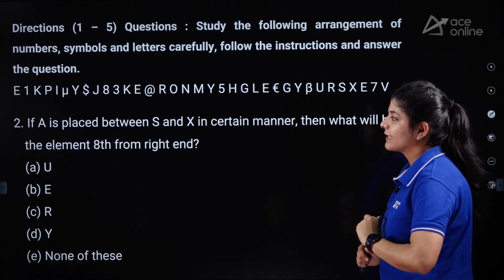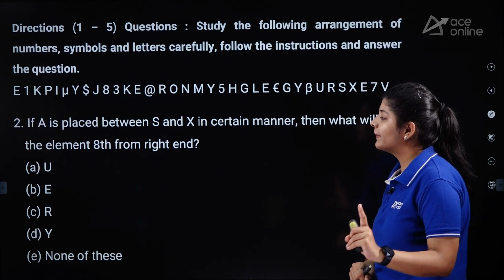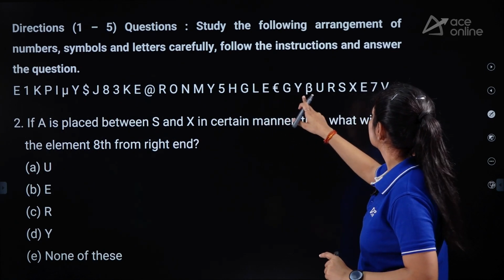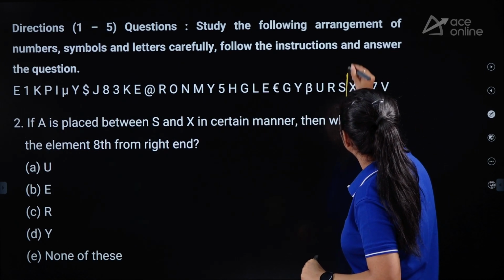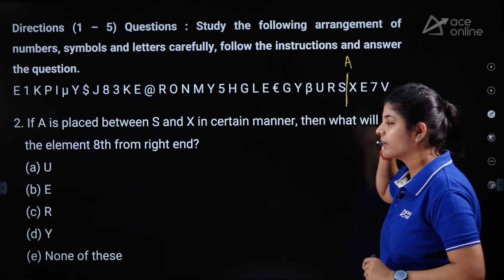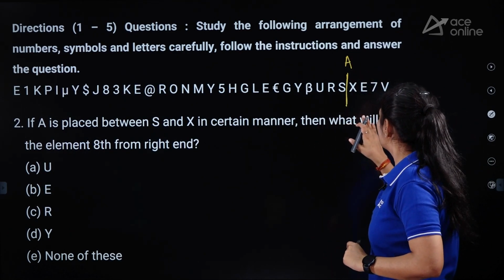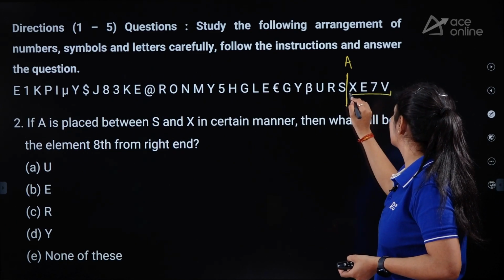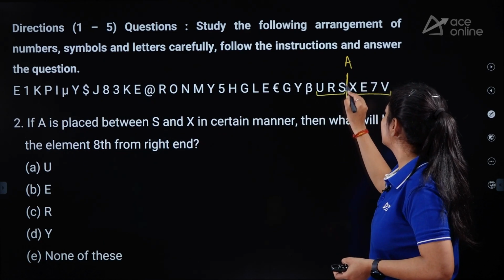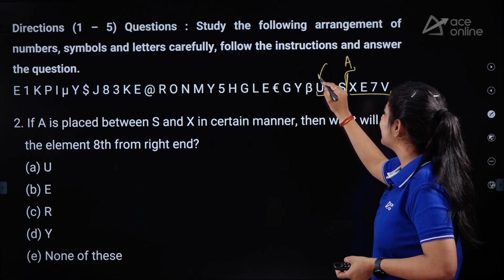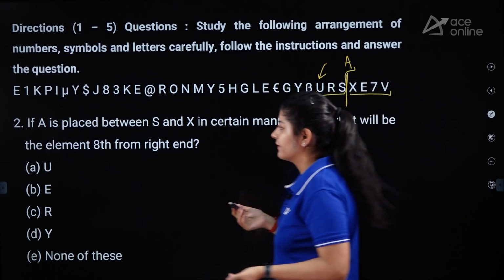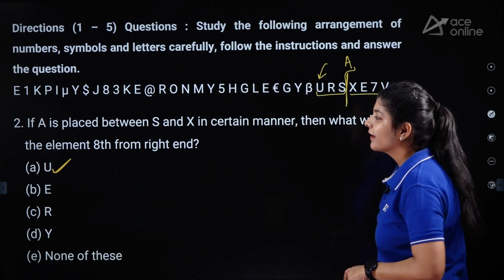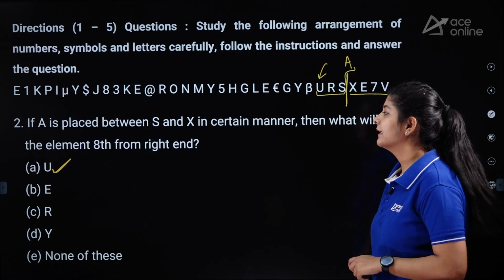So the next question says that if A is placed between S and X, where we are having X and S here, okay, we just simply put A in between these two. Then what will be the 8th element from the right end? So basically these are the 4, including this, right? So basically the 8th element that we are having is U. This is a very simple question. Option number A is the correct one. Is it clear? Next.